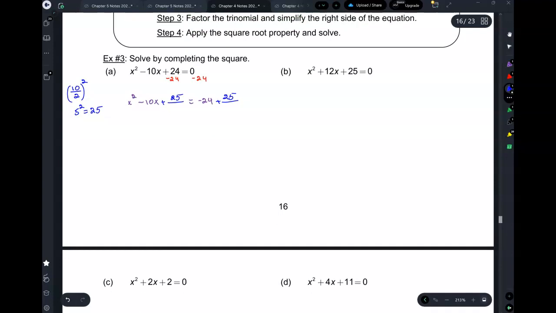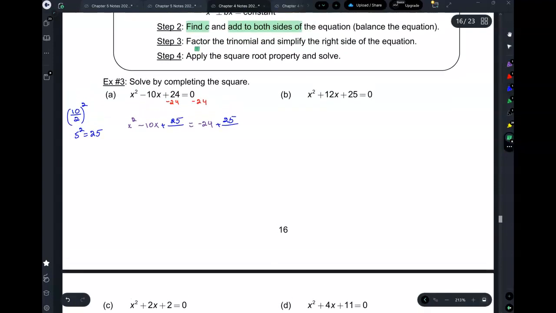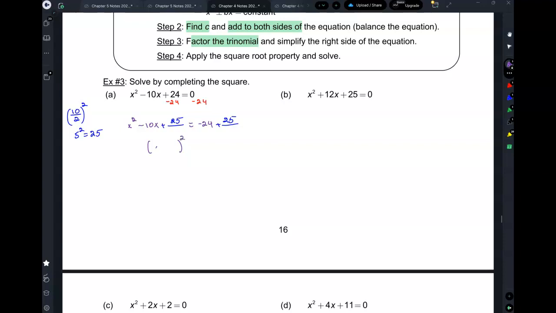Now, this just became a perfect square. So factor the trinomial, right? So this became a perfect square, (x minus 5) squared, equal to, how much is that right side? Negative 24 plus 25, 1. And now it's just like what we were doing before. So apply the square root property and solve.